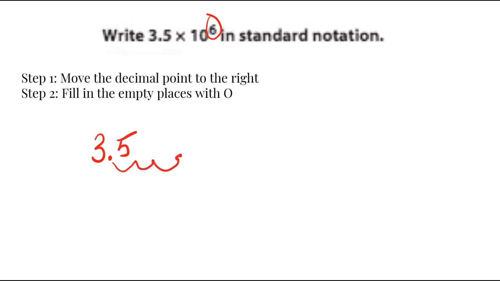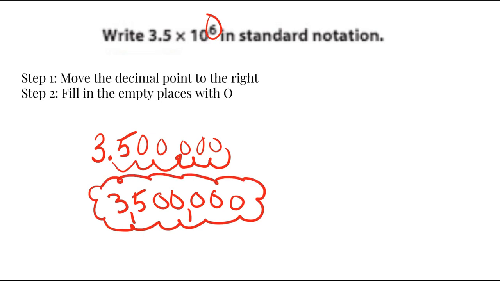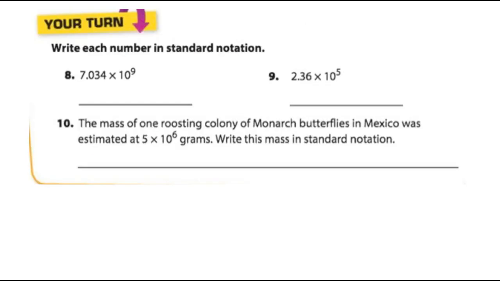1, 2, 3, 4, 5, 6. We fill in our missing spaces with zeros. And then I just like to rewrite the number 3, 5, 0, 0, 0, 0, 0. Put in our commas. And we end up with 3.5 million. Okay, so again, every time we multiply by 10, we move our decimal point one time. So this is like multiplying by 10 6 times, which moves our decimal point over 6 times. Okay, pause the video, try the your turn section, and then come back and check your answers with me.